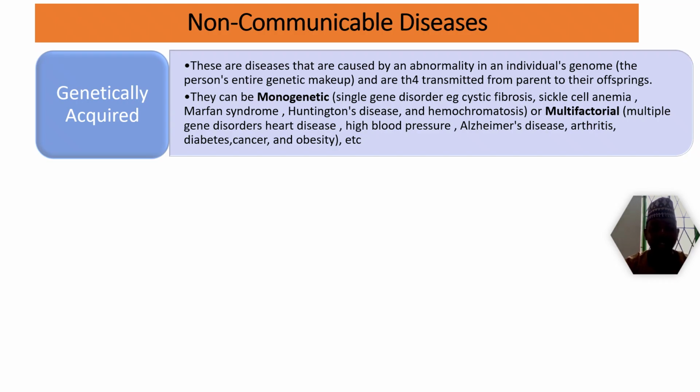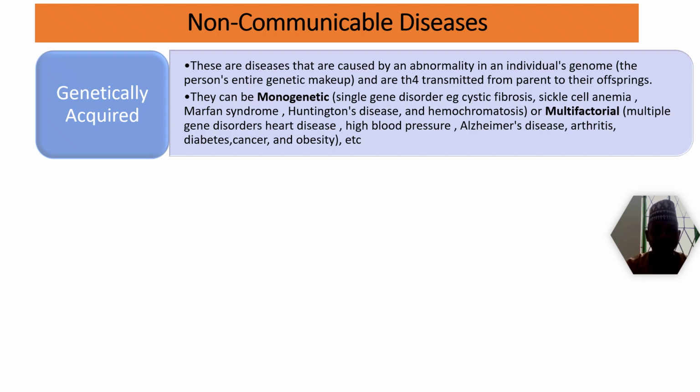Remember, the genes are responsible for, they bear the characters of individuals, as well as the appearance of the organs and their functions and so on. So if those genes are affected, the functions of those organs become affected. Now, because these diseases are a result of genetic abnormality in the genetic makeup, they can be transmitted from parent to their offspring.